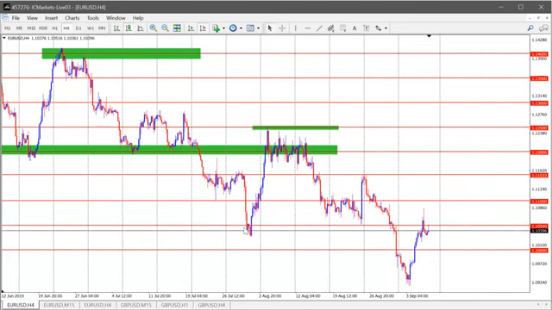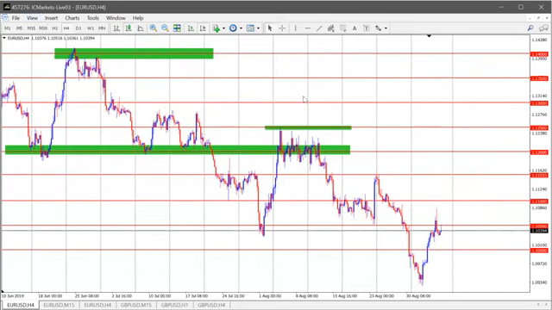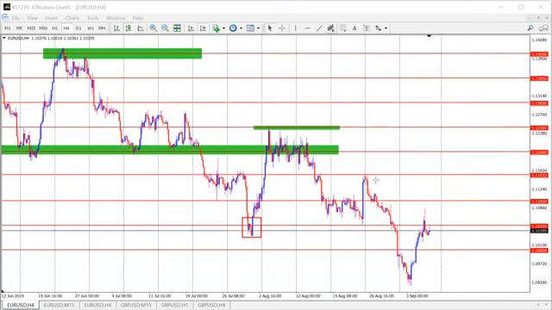Now, can you see how this level held so nicely? Nice point right there. Price came here, pin bar, and immediately touched this 1.1500. It dropped significantly. That's how you just keep using these psychological levels.